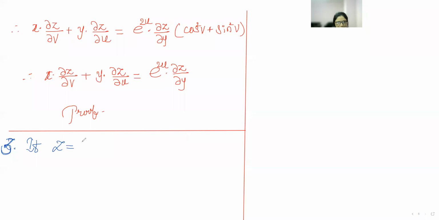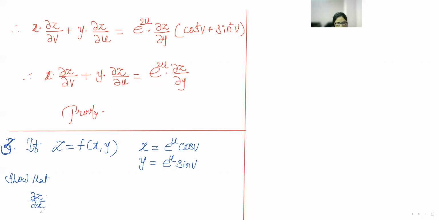If z is equal to f of xy, where x is equal to e raised to u into cos v, y is equal to e raised to u into sin v, then show that (dou z by dou x) bracket square plus (dou z by dou y) bracket square is equal to e raised to minus 2u in bracket (dou z by dou u) bracket square plus (dou z by dou v) bracket square.